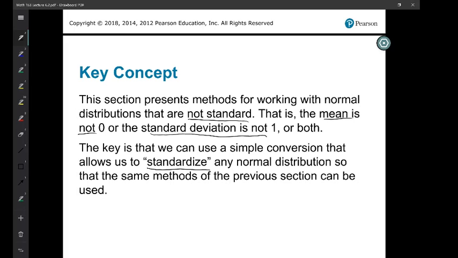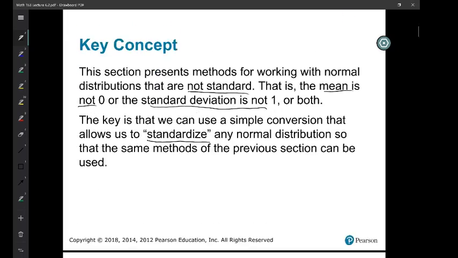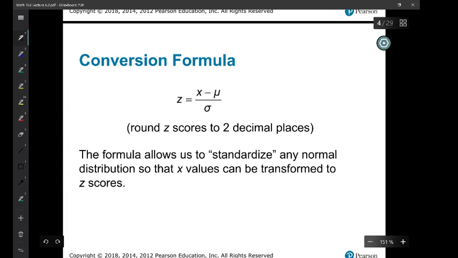distribution and then get the information we need from the standard normal distribution, then transform that back to the particular distribution we're working with. To make that transformation, we'll use this conversion formula, which will take the scores from the distribution we're working with and the mean and the standard deviation of the distribution we're working with, translate those scores over to a z-score, which corresponds to a score for a standard normal distribution with mean of 0 and standard deviation 1.